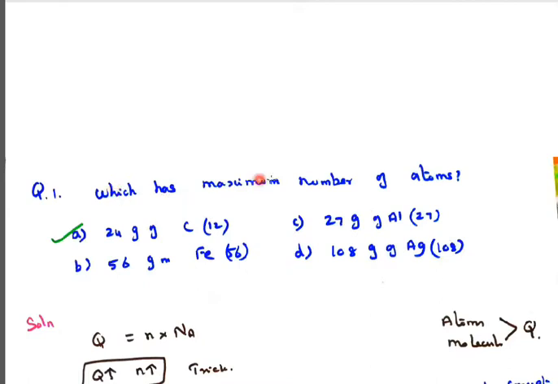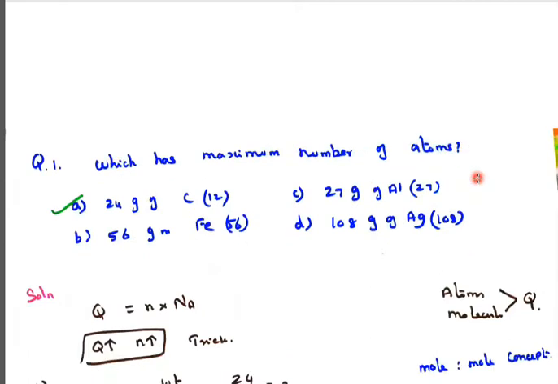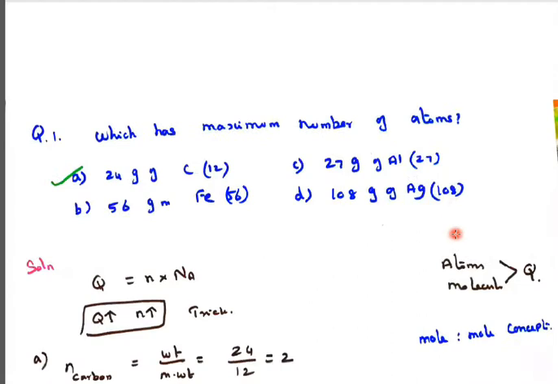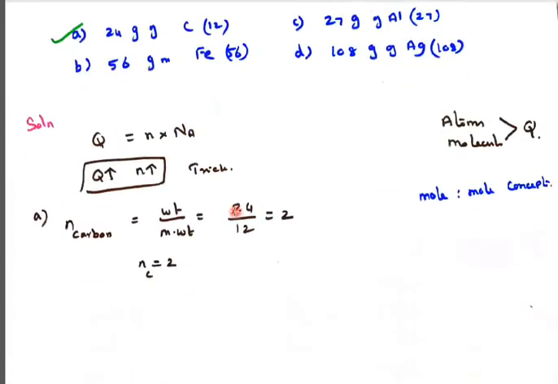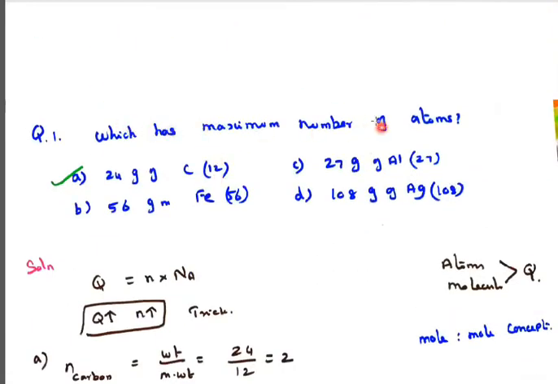First question: which has the maximum number of atoms? 24 grams of carbon, the atomic weight is 12. 27 grams of aluminium, atomic weight is 27. 56 grams of iron, atomic weight is 56. 108 grams of silver, atomic weight is 108. It is given in the brackets. So they are asking you to find the maximum number of atoms, that is the quantity.